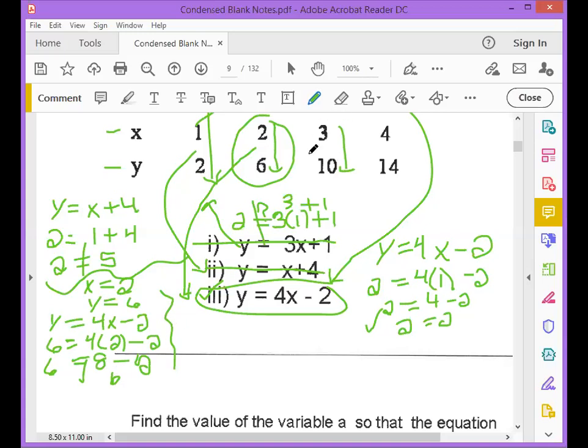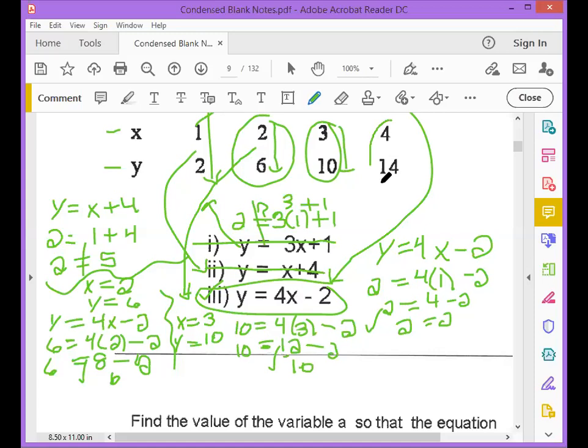Now we want to test our third and fourth points. So we're taking 3 for x and 10 for y. So x equals 3 and y equals 10. We're plugging them into our equation. Our y coordinate will be 10 equals, we want to know if this is equivalent to 4 times 3 minus 2. 4 times 3 we know is 12, minus 2. We want to know if that equals 10, and it does. 12 minus 2. So that checks out.